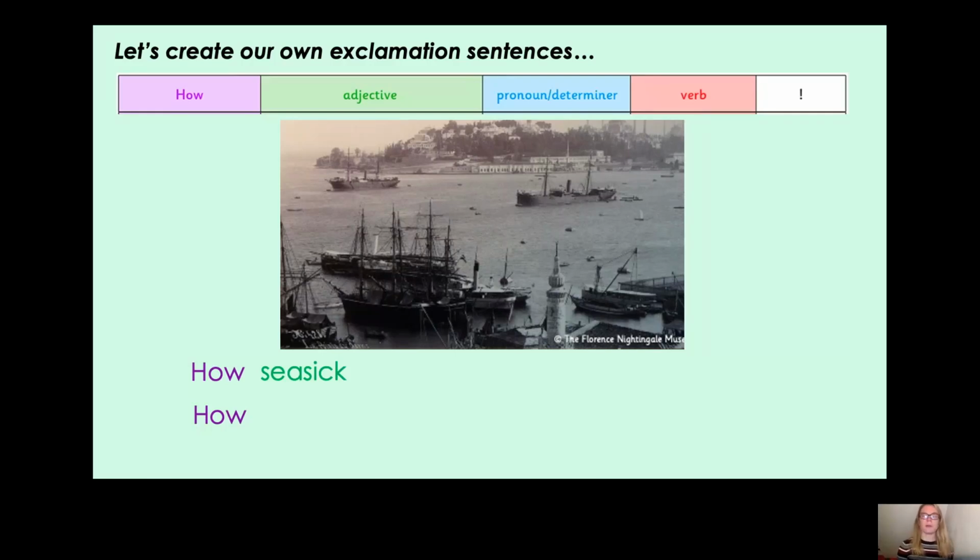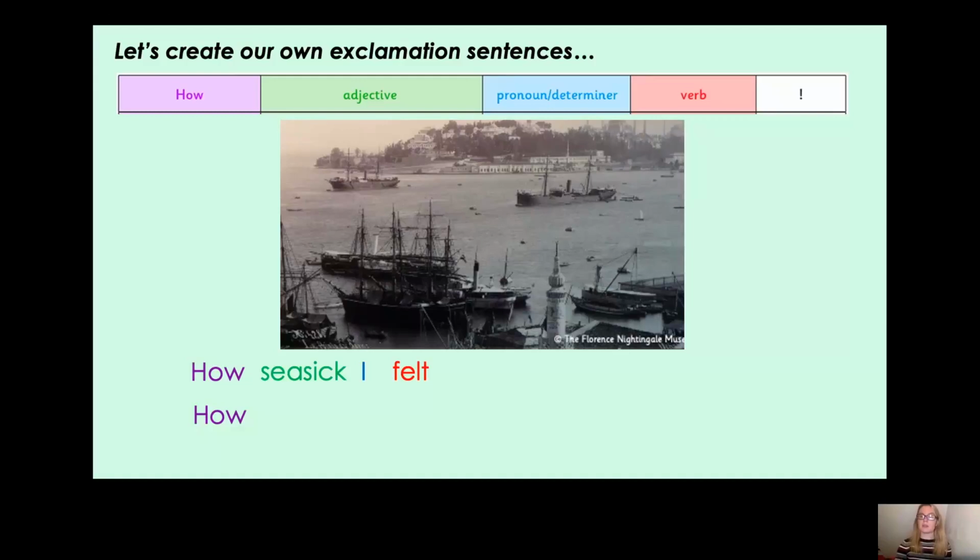So I've got my how, I've got my adjective, I need my pronoun. Now I am going to be writing this letter as if I was Florence Nightingale. So I'm not going to use she, I'm going to use the pronoun I because I am talking about myself in the letter. How seasick I. So I've got my how, my adjective, my pronoun, and what's missing? Oh yes, my verb. Now I'm describing how Florence Nightingale was probably feeling at the time. So I'm going to use the verb to feel, but I need it in the past tense because it's already happened. So therefore, how seasick I felt.